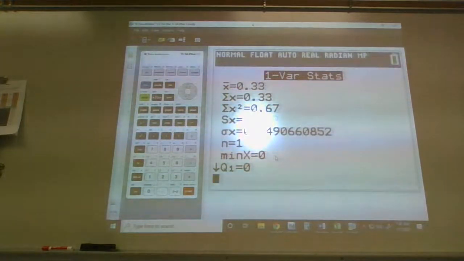Which is nice. And then, of course, they do give you that standard deviation. I'm going to write that down. The standard deviation of the number of repairs would be approximately 0.75. I'm going to round it. 0.75 repairs.